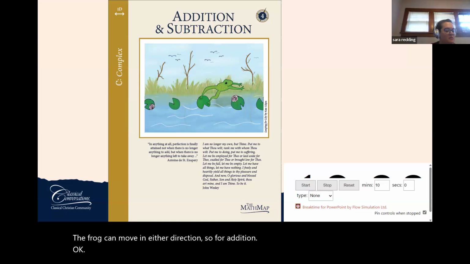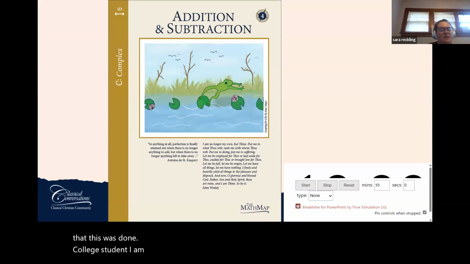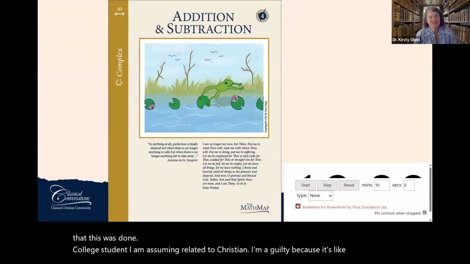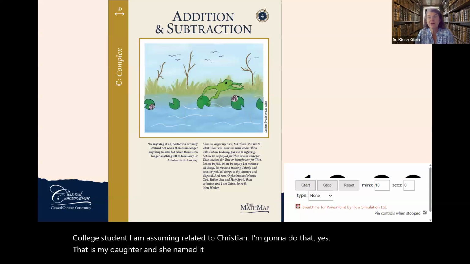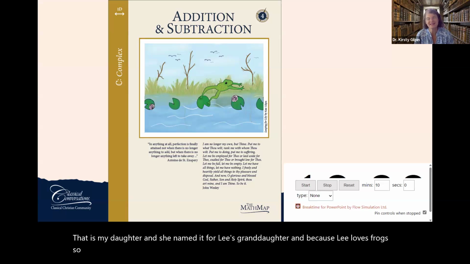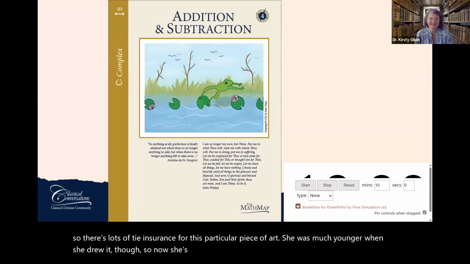This isn't so much math related, but I went over to the companion guide and noticed that this was done by a challenge student. I'm assuming related to Kirsten Gilpin, since it's by Kate. I think that's kind of cool and something exciting to share with our students. That is my daughter, and she named it for Lee's granddaughter, and because Lee loves frogs. So there's lots of tie-ins for this particular piece of art. She was much younger when she drew it, though, so now she's somewhat critical of it.